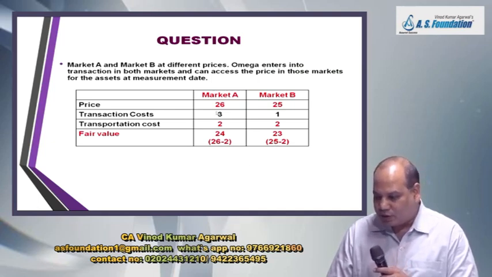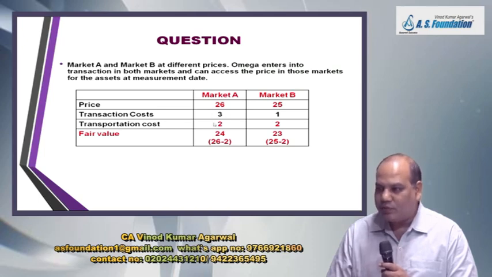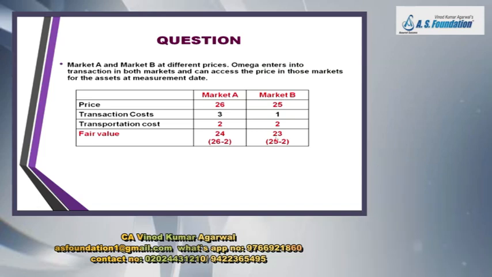But suppose I ask you which is the most advantageous market, just check which is more advantageous. Market A: 26 minus 3 minus 2, is it 21? Market B: 25 minus 1 minus 2, 22. So which is the most advantageous market here? Market B. After identifying market B, we will take the fair value as 23.